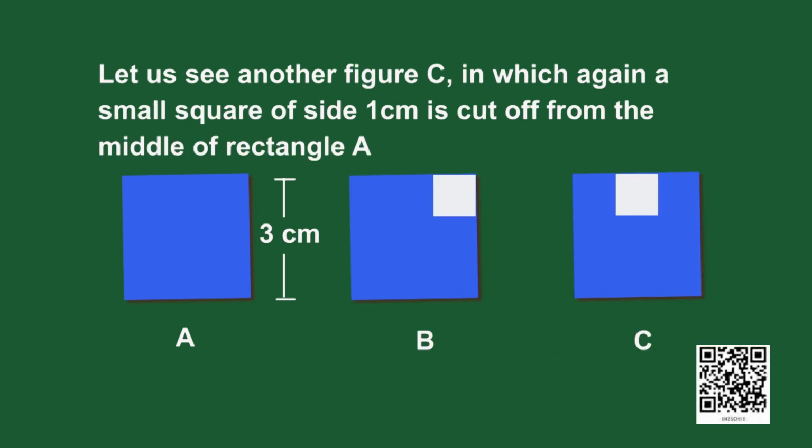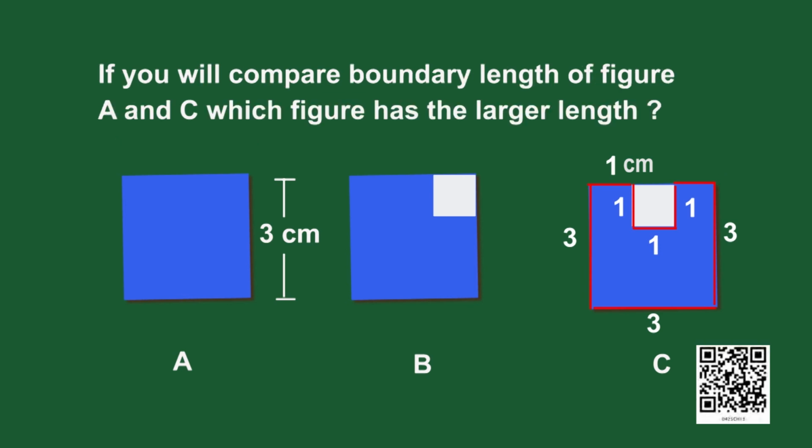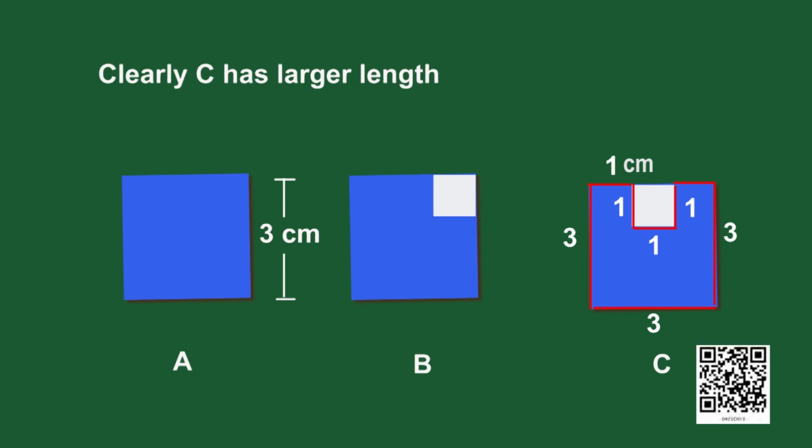Let us see another figure C, in which again a small square of side 1 centimeter is cut off from the middle of the rectangle A. Can you calculate the length of the boundary of figure C? It will be 14 centimeters. If you compare the boundary lengths of figure A and figure C, which figure has the larger length? Clearly, figure C has the larger length.